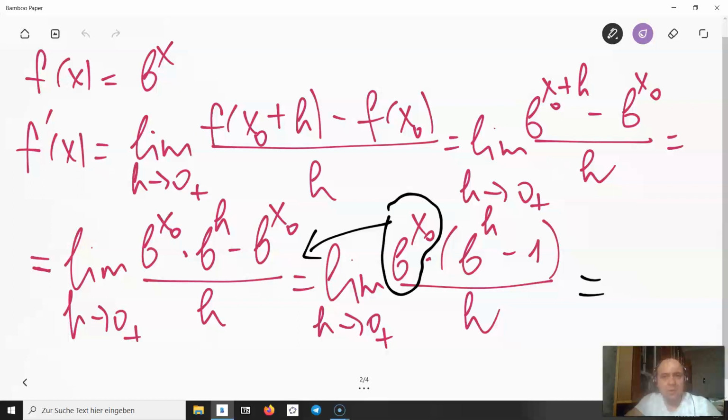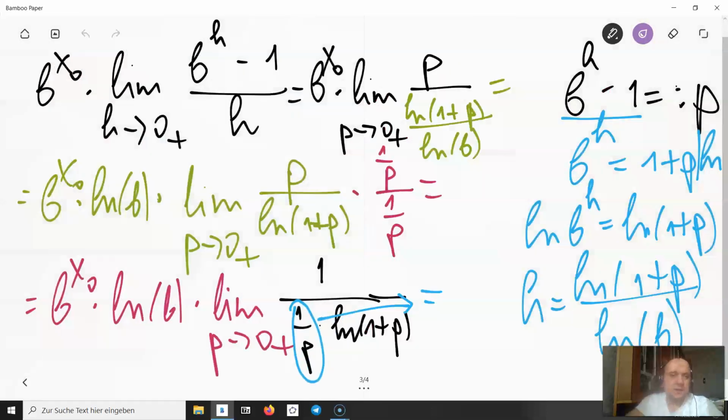Now I know that b to the power of x0 is a constant value which isn't dependent on h. So using the factor rule of the limits, I can take it out of the limit, which I am doing in the next step, as you can see right here. So now we're there, and I'm deciding to substitute the variables, to switch the variables. Well, it's a common procedure in mathematics.